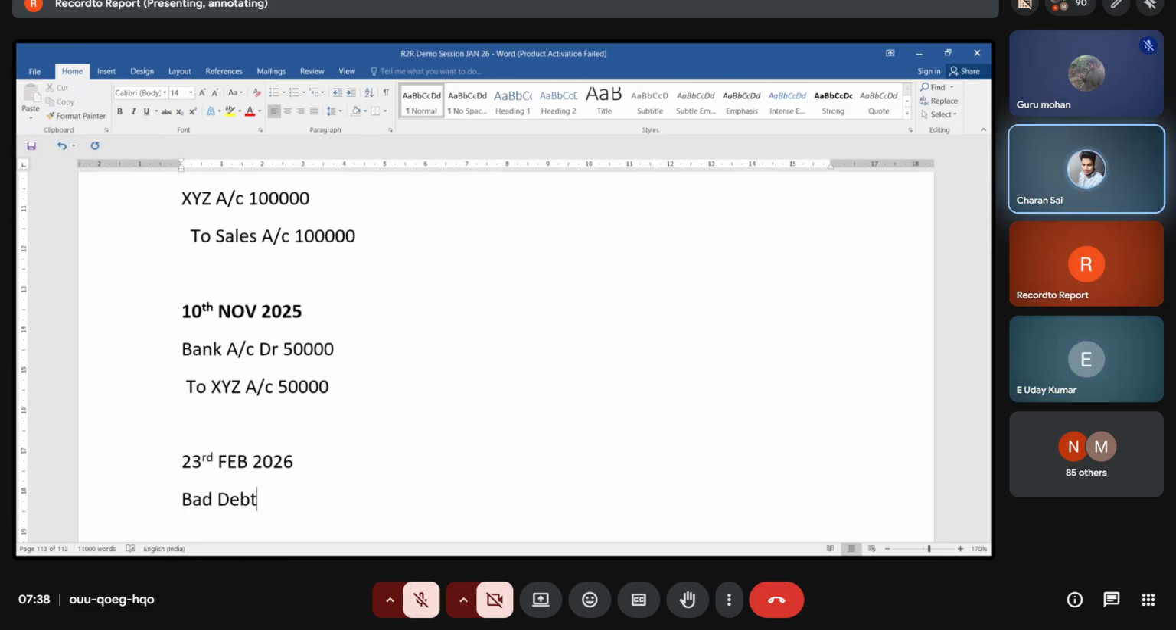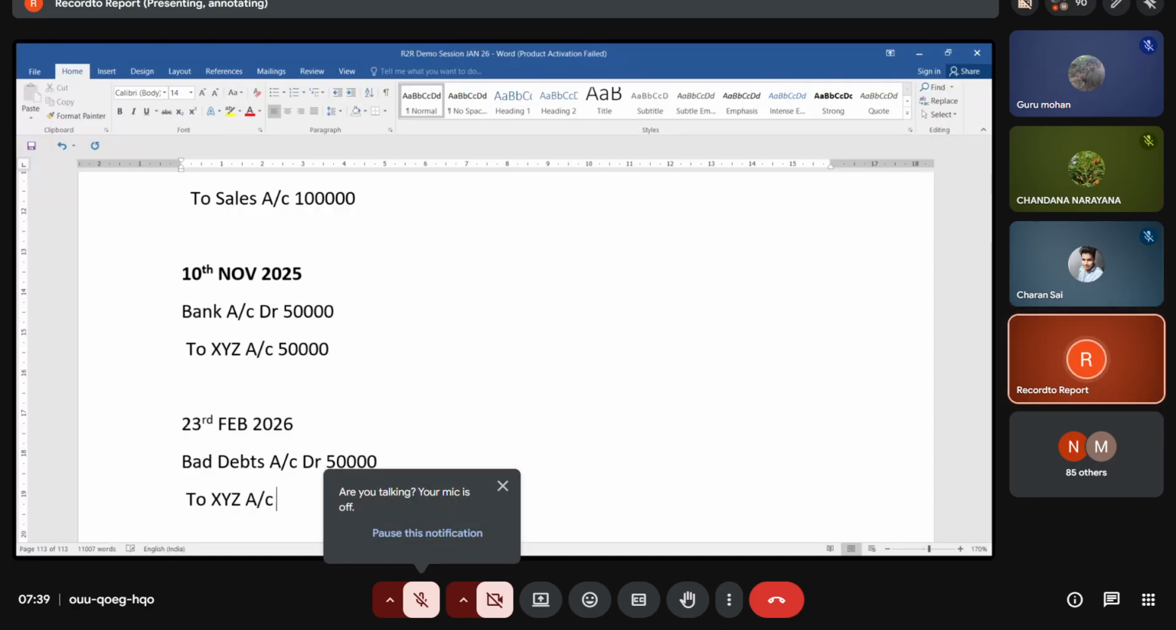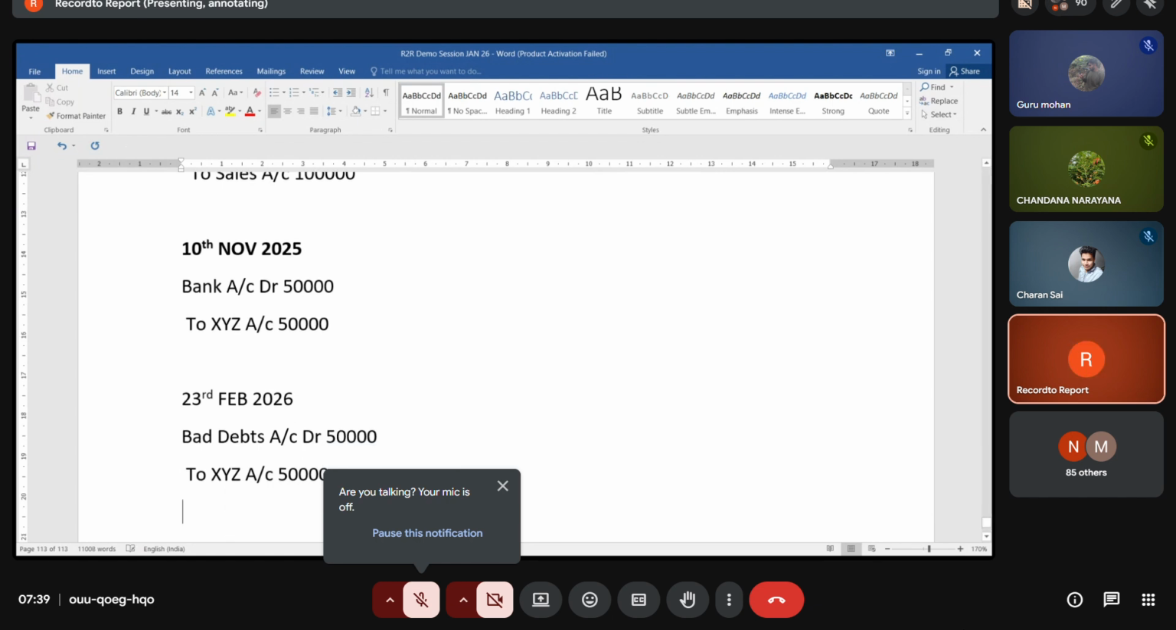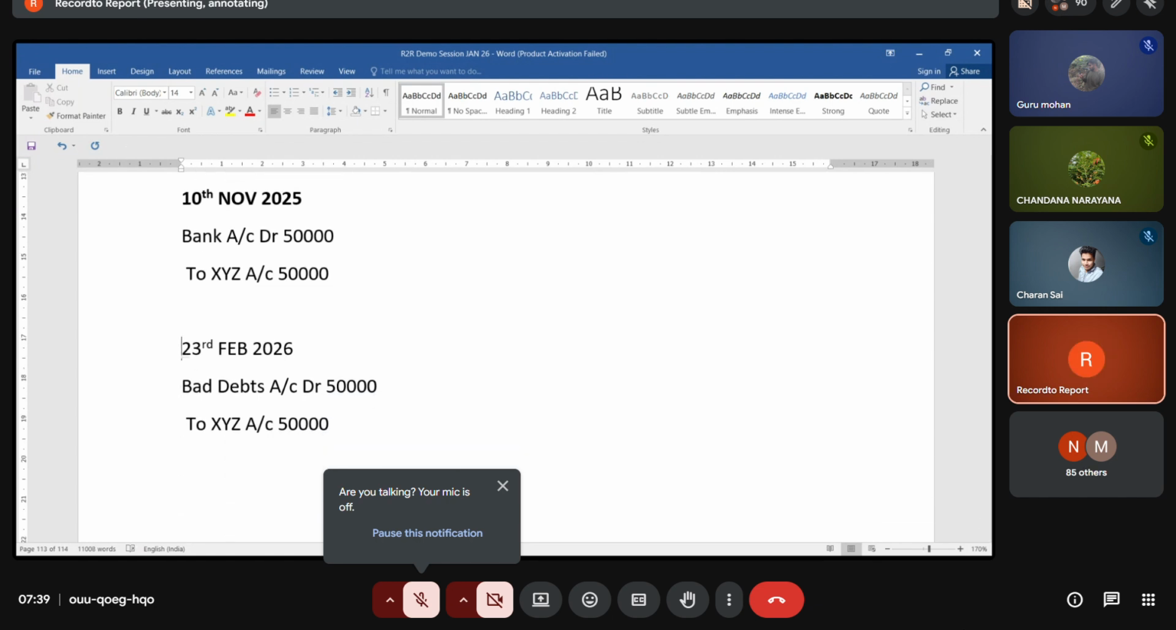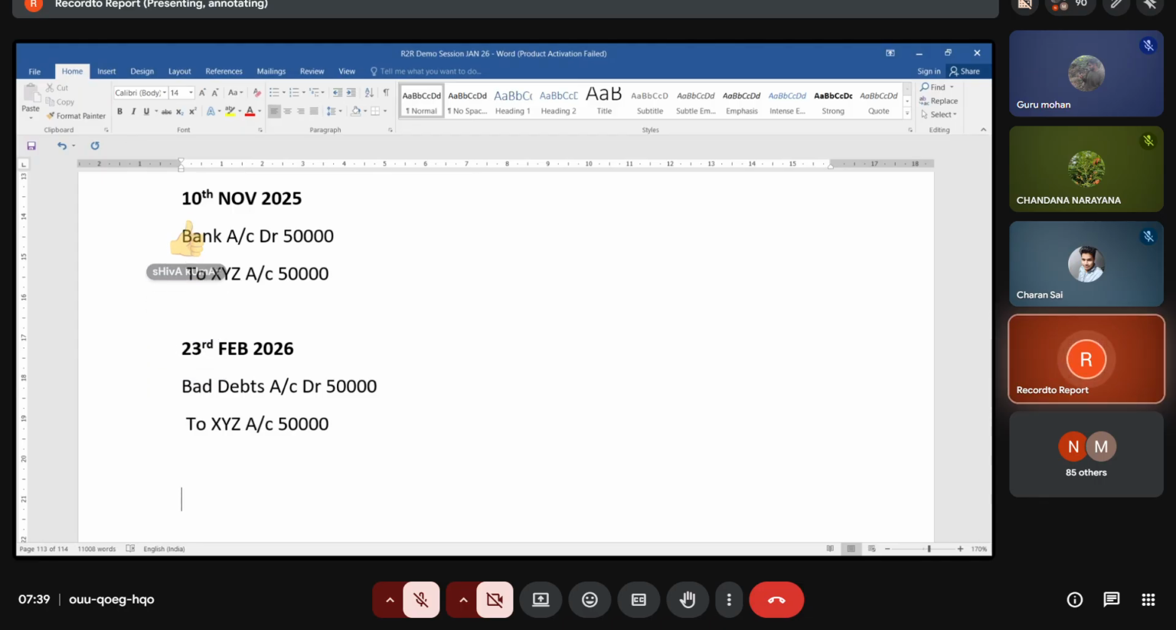Bad debts account debit, 50,000, to XYZ account. XYZ account, guys. Is it clear? Clear. So this is about the bad debts, guys.